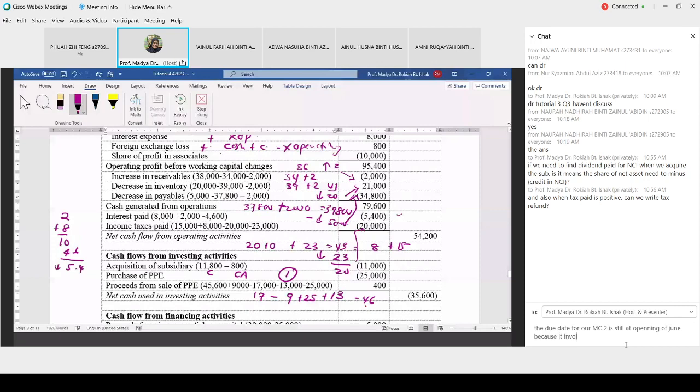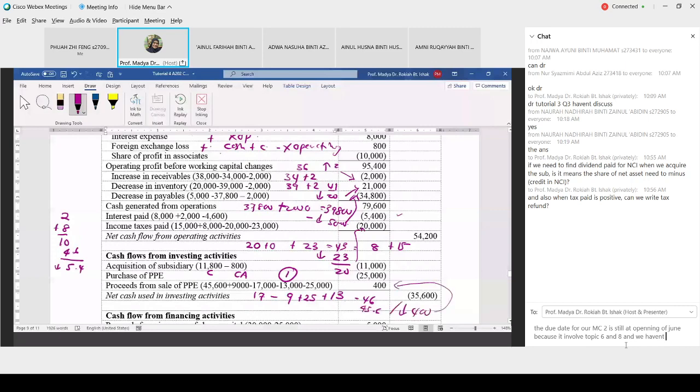Okay, and then you're going to look at your issuance of shares capital. So issuance of shares capital, look at your equity here. So beginning balance you have 25, and then you compare with the ending balance 30. So there is an increase by 5.